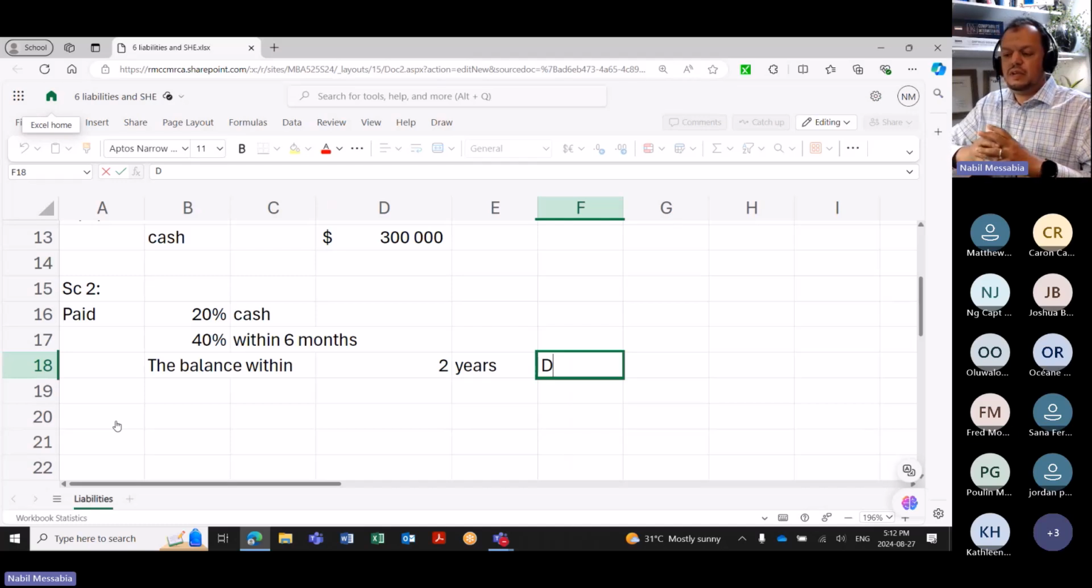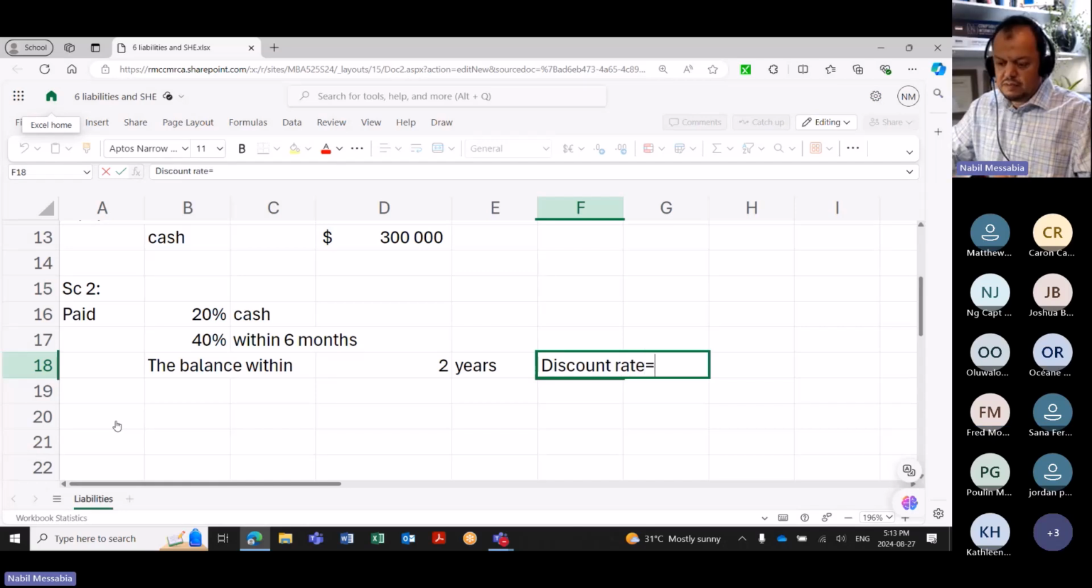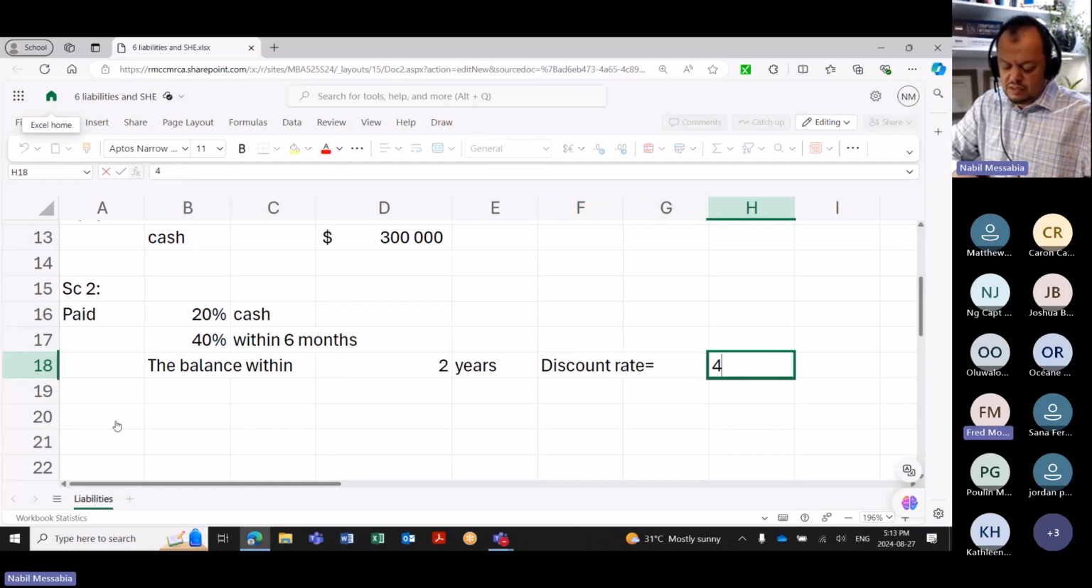The discount rate could be either given by the provider itself, the vendor, or if not, you can make your simulation and ask your bank, if it is implicit, what if I get a loan for the remaining 40%, what would be the interest rate you're going to charge? So then, whenever it is a long-term liability, we need a discount rate to calculate the present value. Discount rate equals, for example, let's say 3% or let's say 4%.